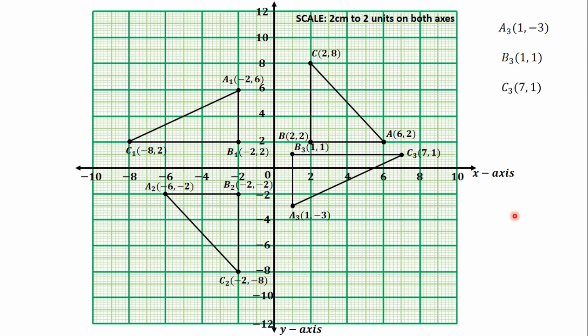In the video on Introduction to Transformation, we learned that when an object undergoes a rigid motion, it only changes in position. Its size and shape does not change. So from here, we can say that rotation of an object in the XY plane is an example of a rigid motion, because when you rotate an object in the XY plane, it doesn't change in size and it doesn't change in shape. It only changes in position.